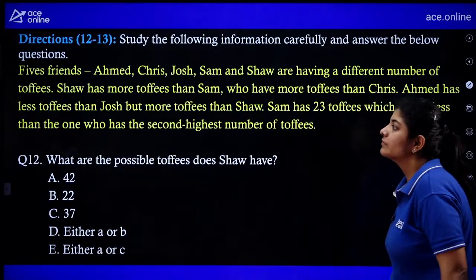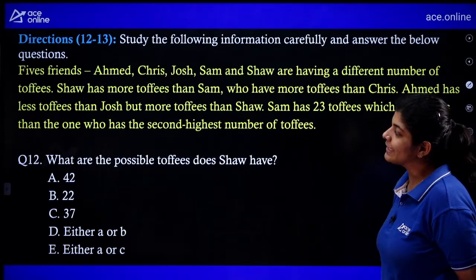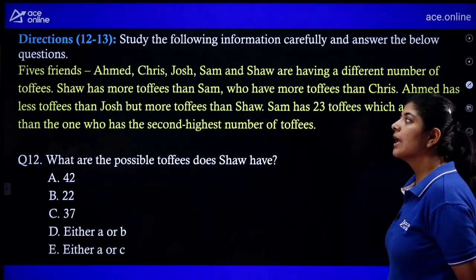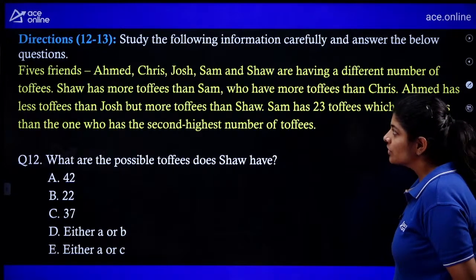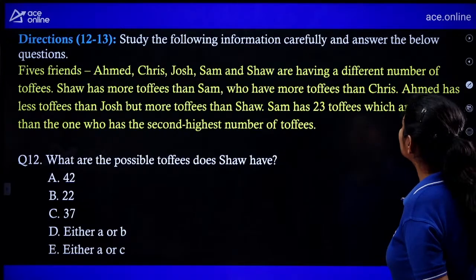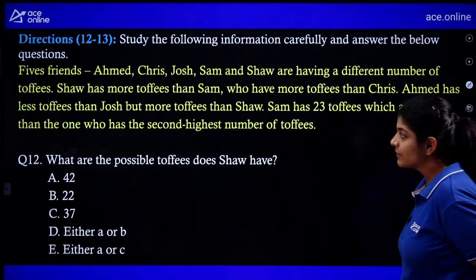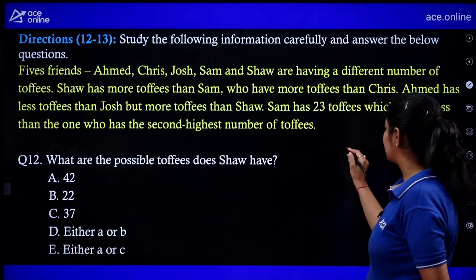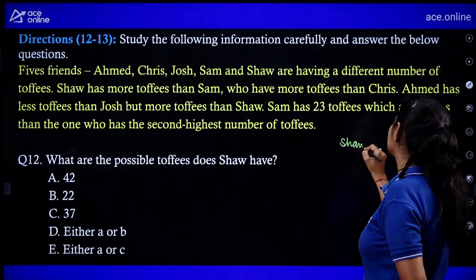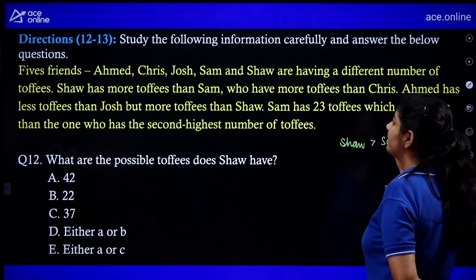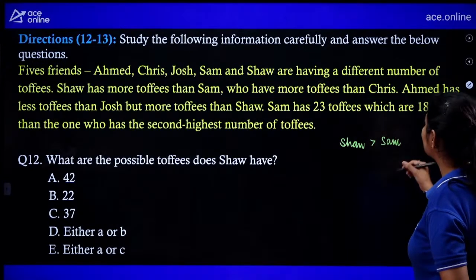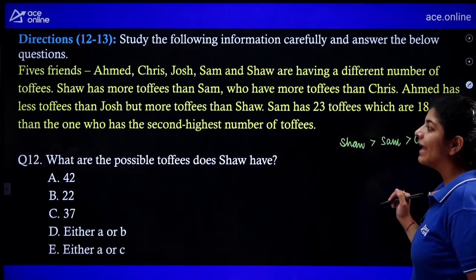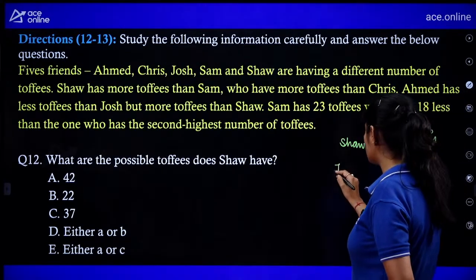Next question. The next question says that there's a small puzzle: 5 friends, Ahmed, Chris, Josh, Sam and Shaw are having a different number of toffees. Shaw has more toffees than Sam. Okay, let's make it as we go along. Shaw is having more toffees than Sam, who has more toffees than Chris. Right? Okay. Ahmed has fewer toffees than Josh.